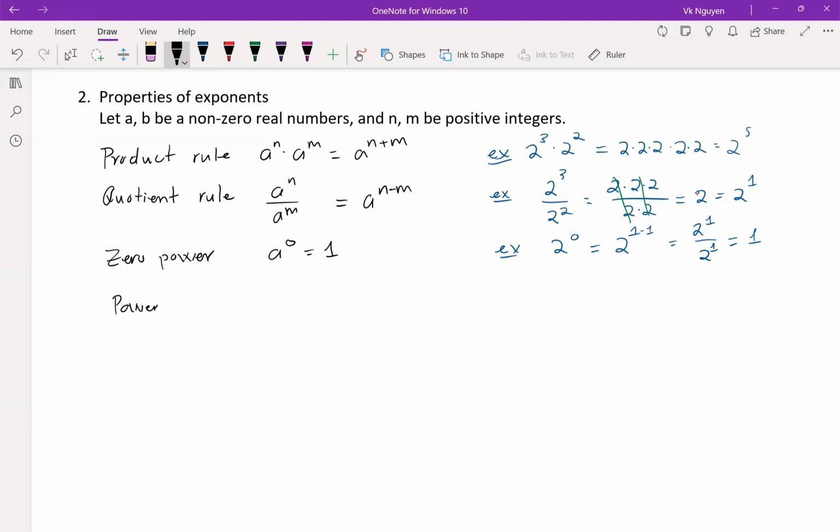Power of exponent. A to the n, to the power m, is a to the n times m. Example, 2 squared to the power 3. Now this is 2 squared times 2 squared times 2 squared, which is 2 times 2 times 2 times 2 times 2 times 2, 2 to the power 6.